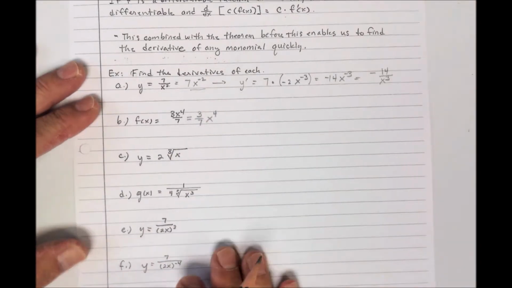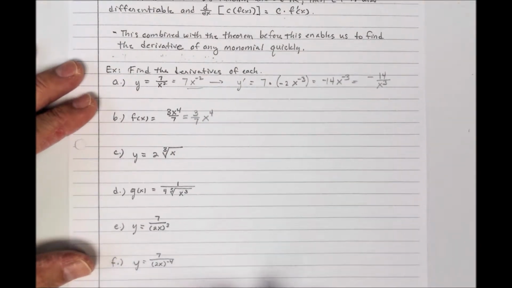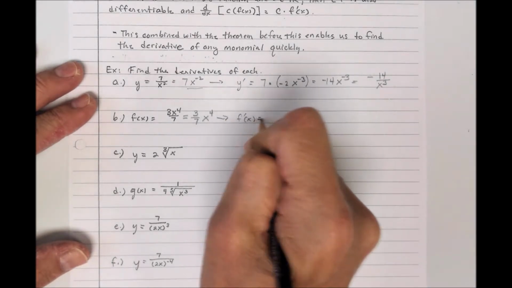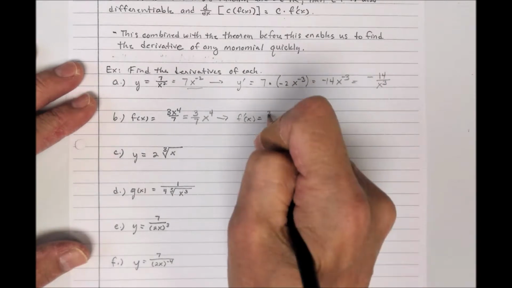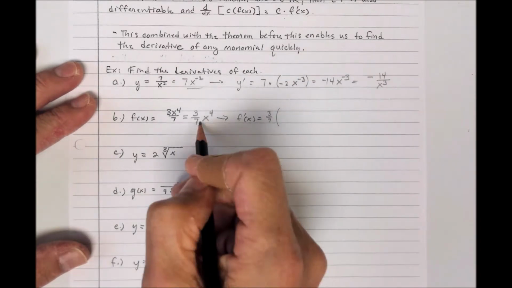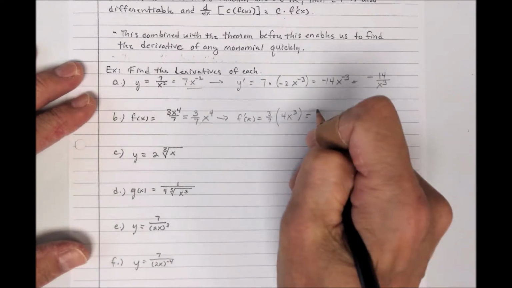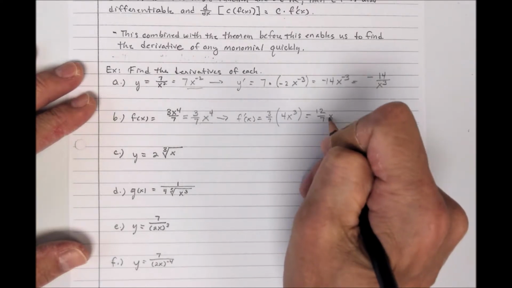Can you see that all right? Hopefully I don't slant the paper too badly for you. So now to find f prime of x, this is going to be 3/7 times, now the derivative of x to the 4th is 4x to the 3rd. So this gives me 12/7 x to the 3rd.